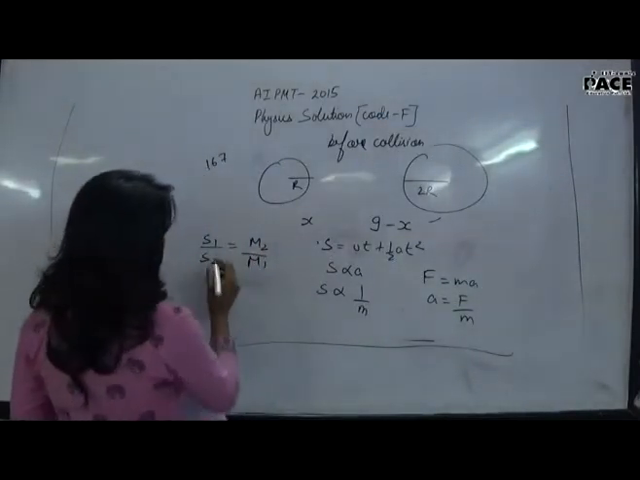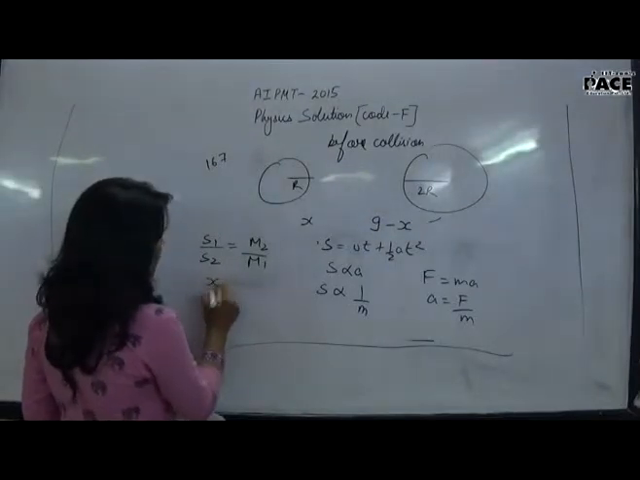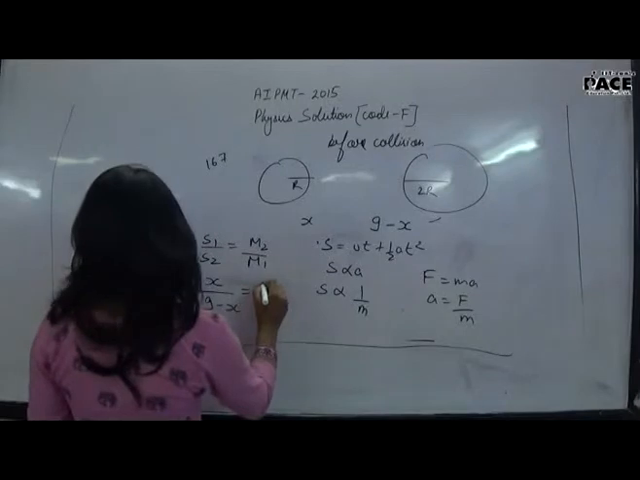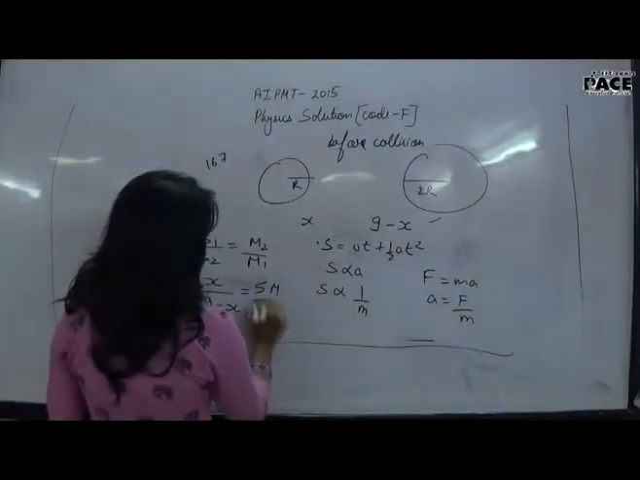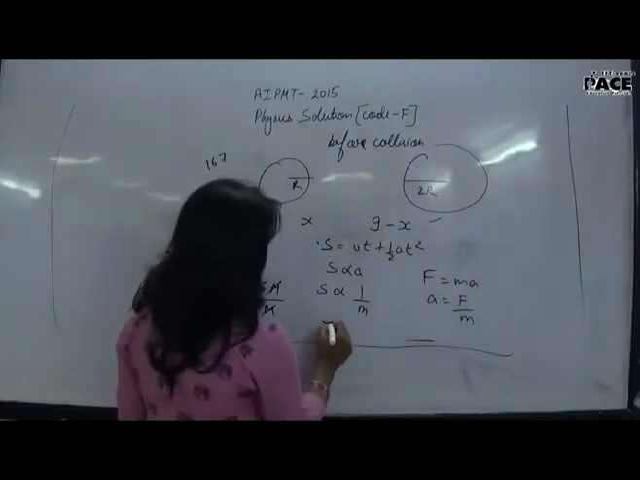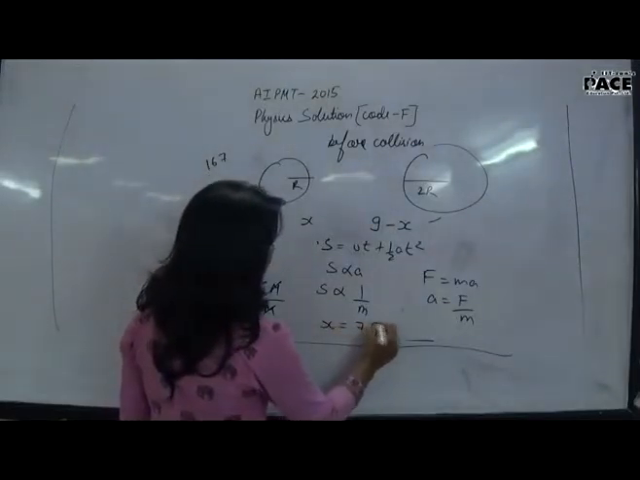Here we substitute the values: S1 is x, S2 is 9r minus x, M2 is 5m. Solving this, we get x equals 7.5r.